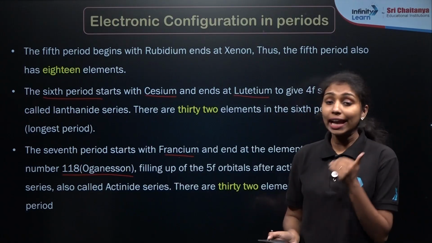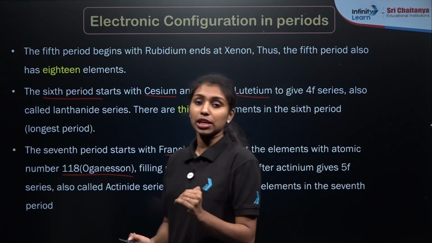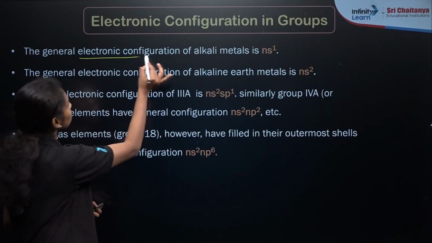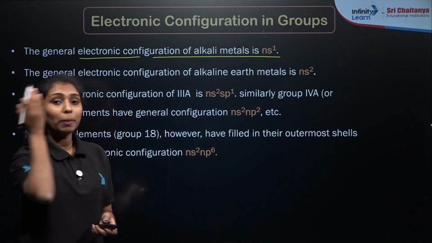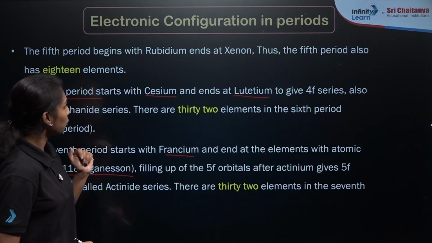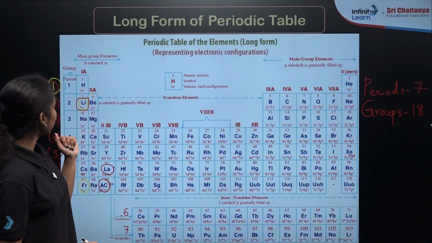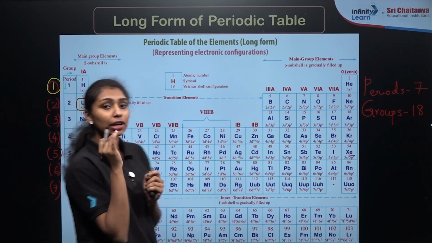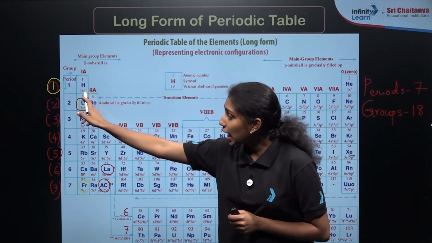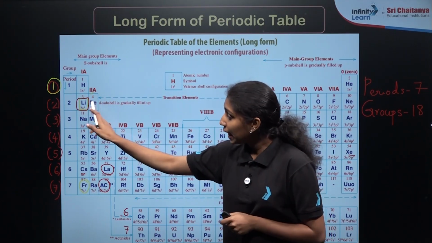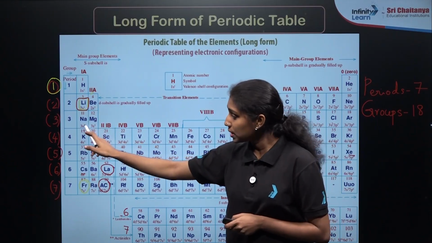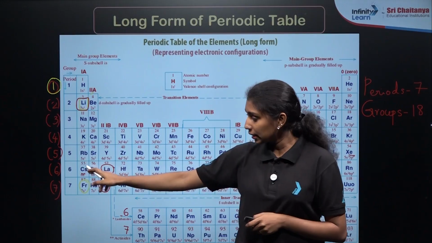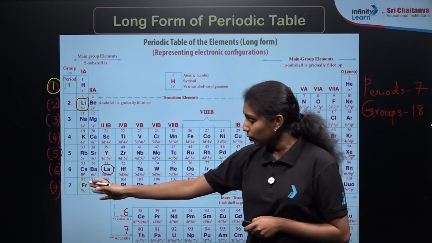Now we need to check the general electronic configuration of elements in the groups. Let's start with our first group, right? Again, we need to go back to our periodic table. This is our first group. If I am asking about the electronic configuration of hydrogen, it is 1s1. Lithium is 2s1. Sodium is 3s1. Potassium is 4s1. Rubidium is 5s1. Cesium is 6s1. And the last one, francium, is 7s1.